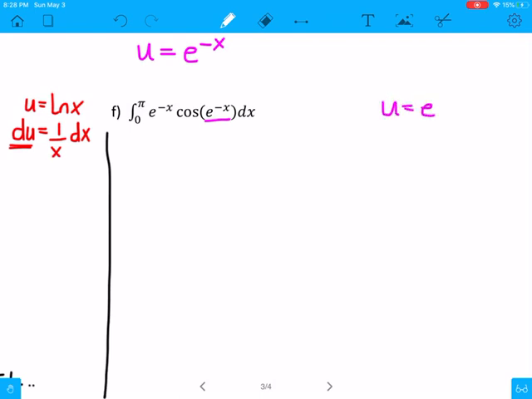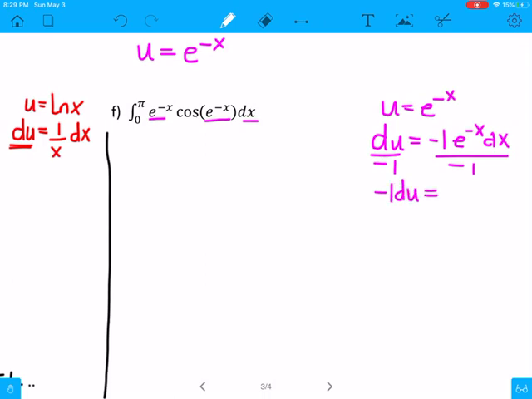u equals e to the negative x. du equals, remember you take the derivative of the exponent, rewrite it, and then ln of e. And I need to replace e^(-x) dx, not negative 1 e^(-x) dx. So I'm going to divide by the negative 1. So I get negative du, or negative 1 du, equals e to the negative x dx.